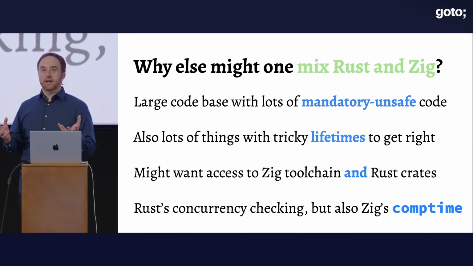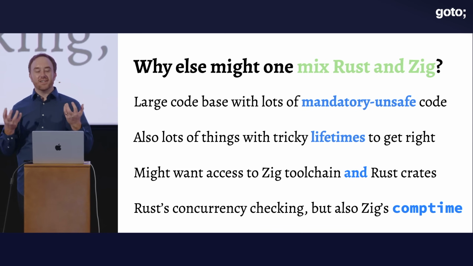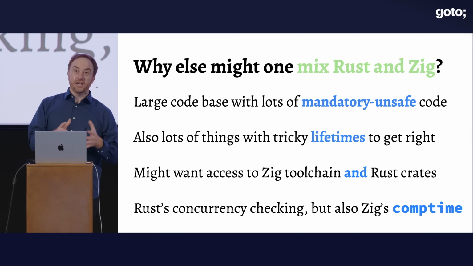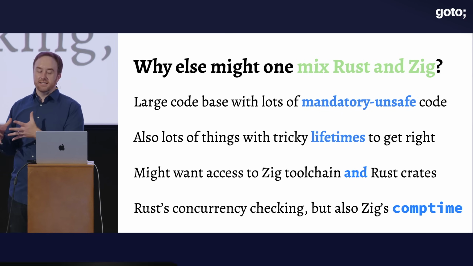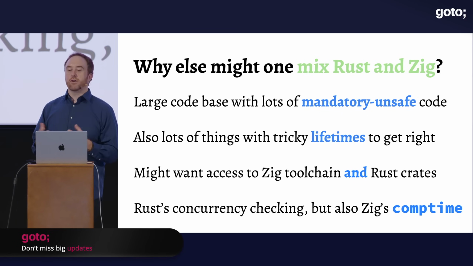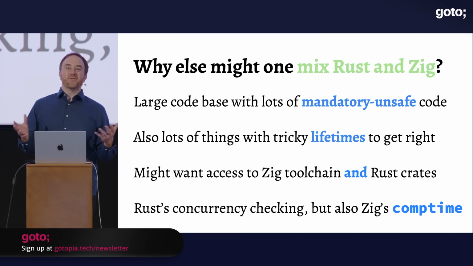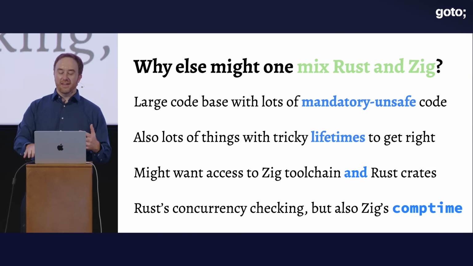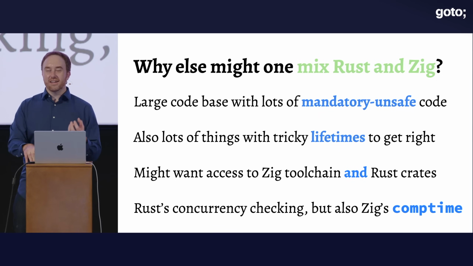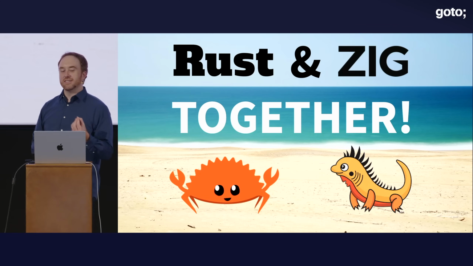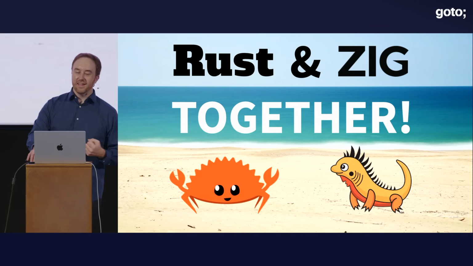Or maybe you want certain marquee features that each language has, like Rust's concurrency checking via the borrow checker, but you also want access to Zig's comptime. Maybe those would be useful in different parts of your code base. Maybe that could also be a reason that you might want to consider mixing the two. At any rate, whatever the reason, whatever your combination of use cases is, I hope that over the course of this, you've found something to take away from our experiences using Rust and Zig together. Thanks very much.